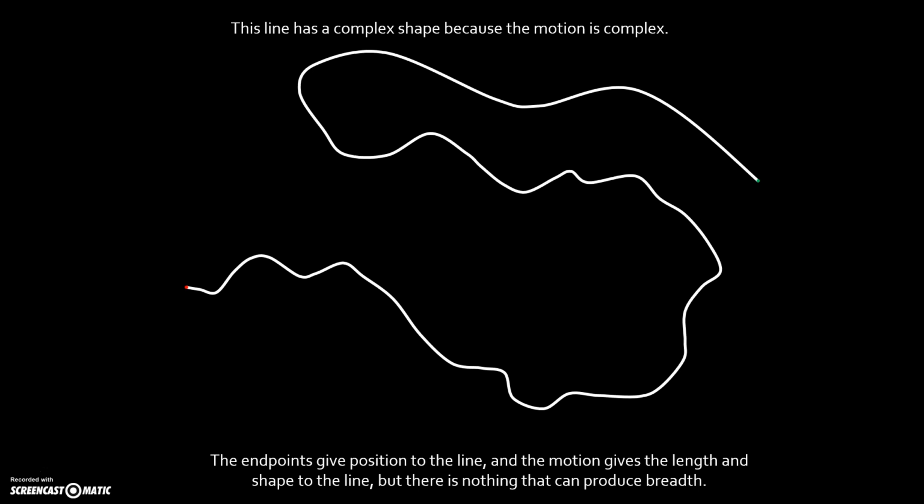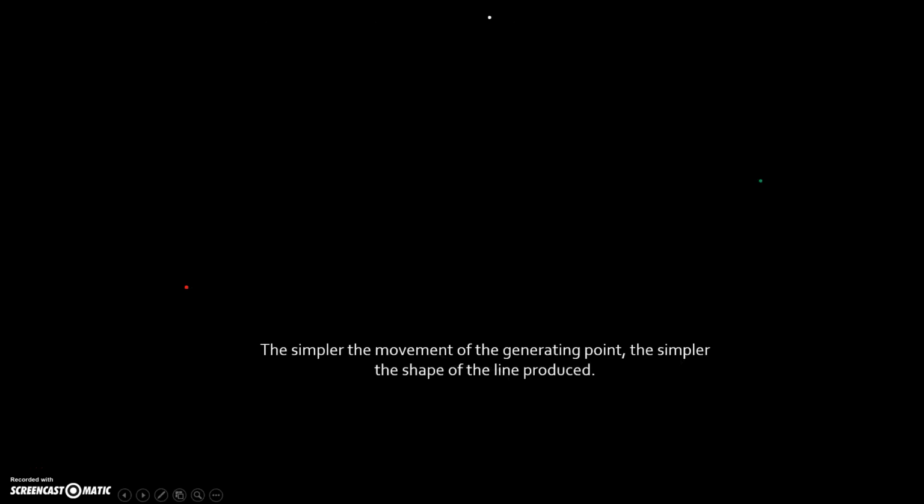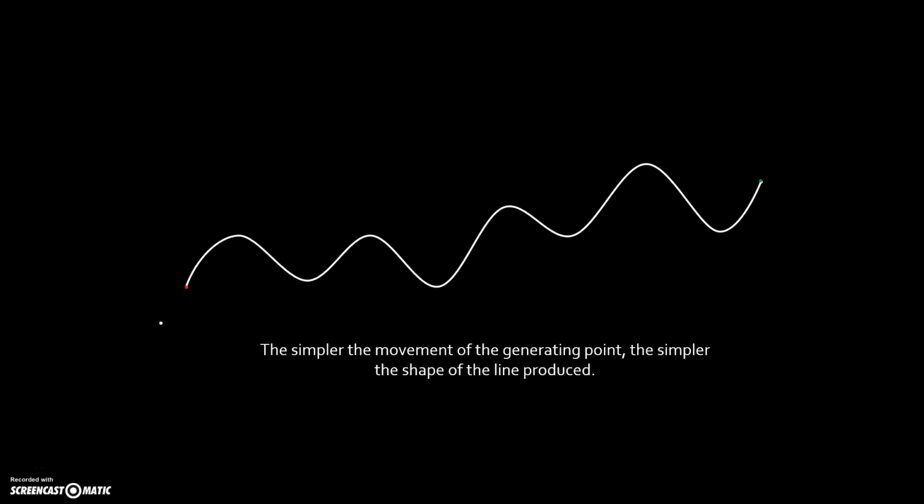This line has a complex shape because the motion that was used to produce it is complex. The simpler the movement of the generating point, the simpler the shape of the line produced. Now the line that we have generated here certainly appears simpler than the previous line, and yet it is difficult for the mind to perfectly master it. There are certain likenesses in the crests and the troughs across the line, and yet there are differences that would be hard for the mind to totally wrap around.